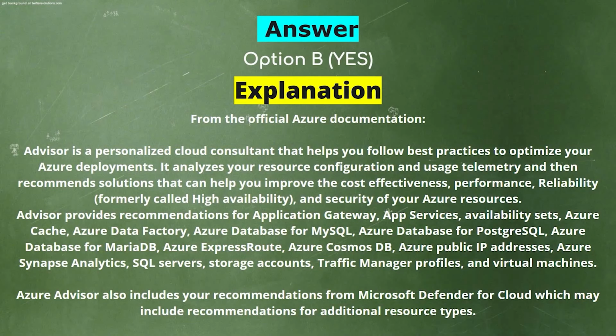Advisor provides recommendations for application gateway, app services, availability sets, Azure Cache, Azure Data Factory, Azure Database for MySQL, Azure Database for PostgreSQL, Azure Database for MariaDB, Azure ExpressRoute, Azure Cosmos DB, Azure Public IP Addresses, Azure Synapse Analytics, SQL Servers, Storage Accounts, Traffic Manager Profiles, and Virtual Machines. Azure Advisor also includes your recommendations from Microsoft Defender for Cloud, which may include recommendations for additional resource types.